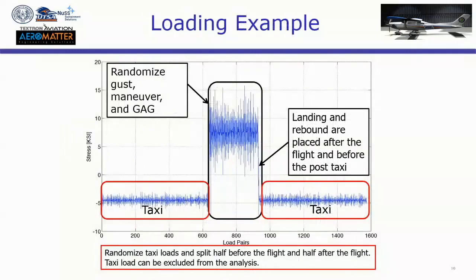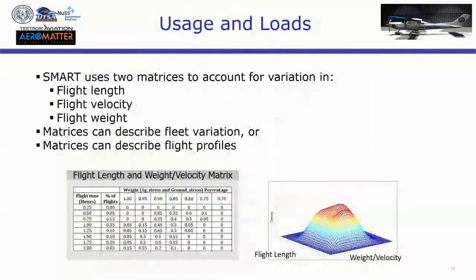This is one of the examples for the loading. We can have the pre-taxi, and the loading during flight, including gust, maneuver, and air-ground. We have the landing and rebound, and then the post-taxi. And then we use this information first to compute the EVD, and second to grow the cracks when we do the full analysis using the spectrum.